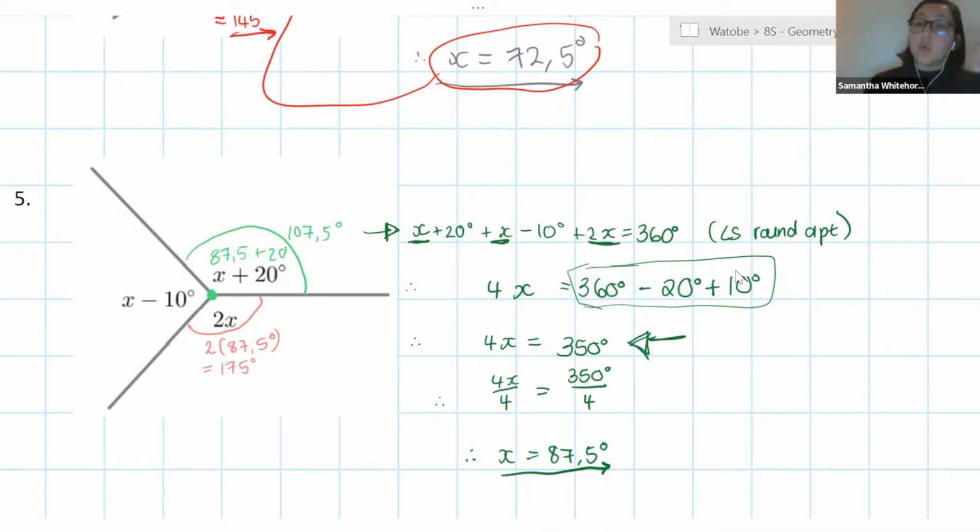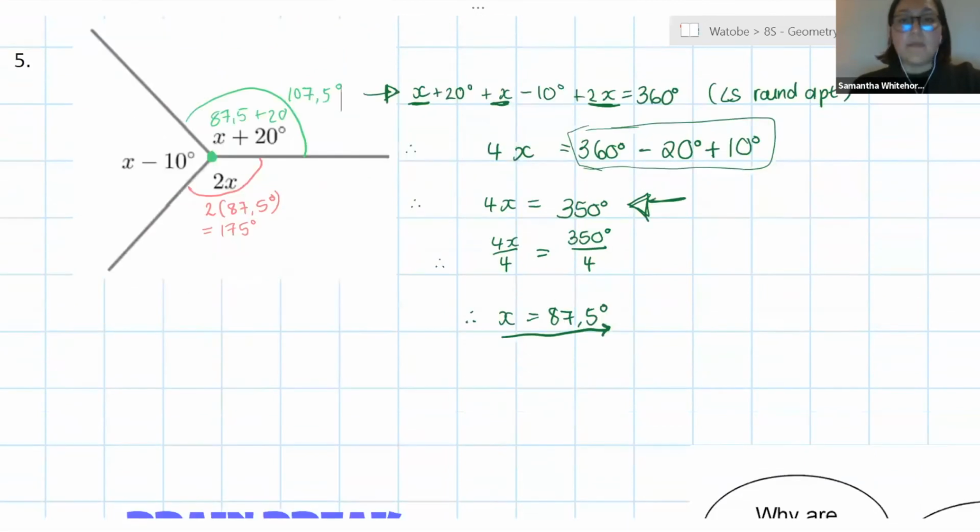And remember, you can always check yourself, as I've just shown you, by substituting back in and making sure that, in a case like this, if you add them all together, you do get your 360 degrees. So always double check what you've done. Like I say, we try not to use many decimals, but sometimes they can come up. So just be mindful of that.